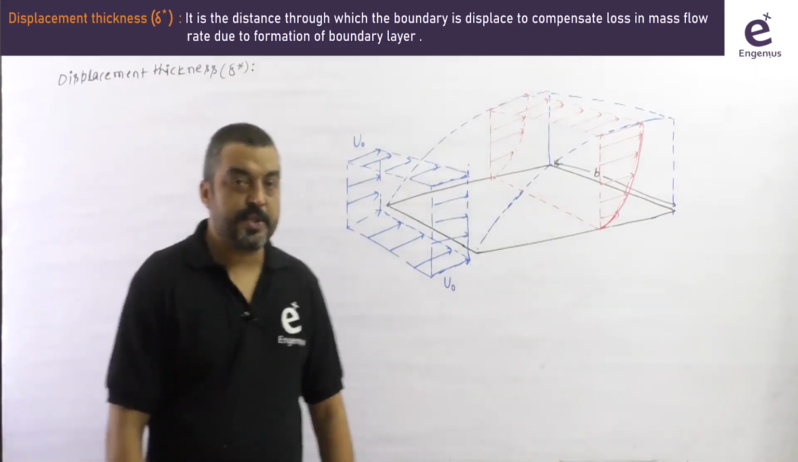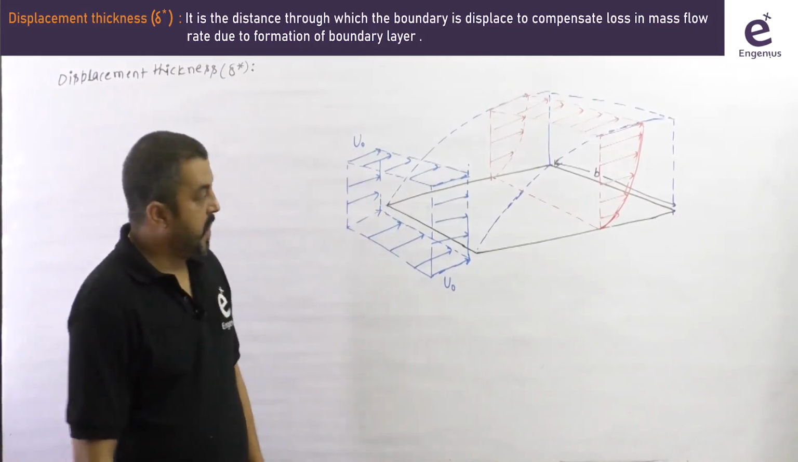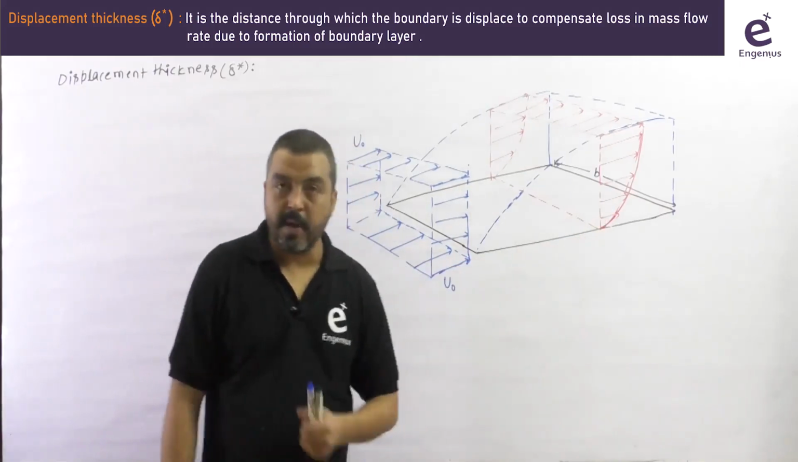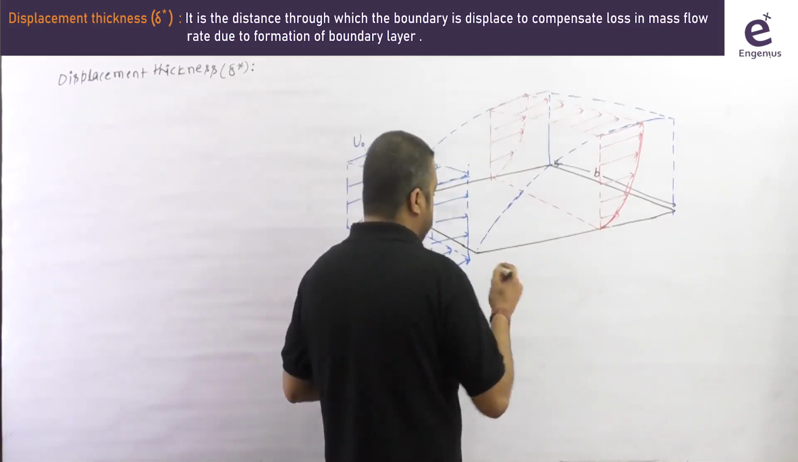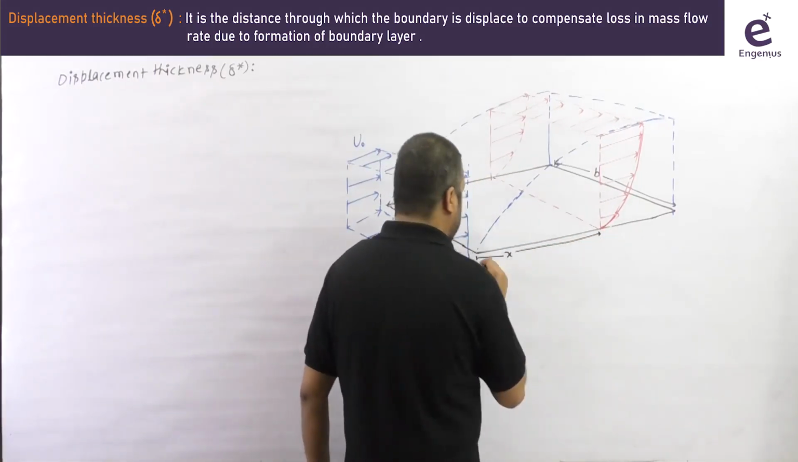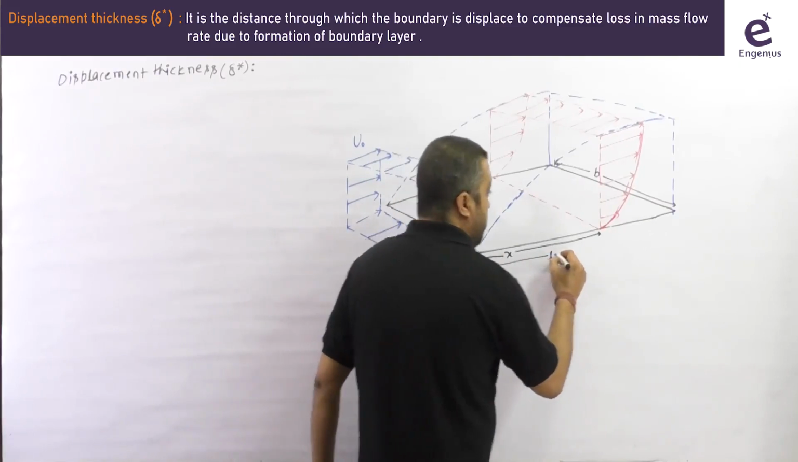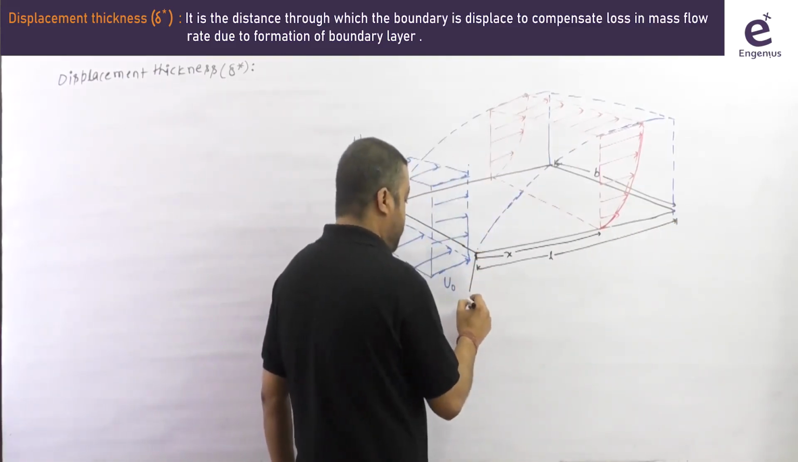Before striking the plate, the velocity is u naught, but after striking the plate there is a formation of boundary layer. Let's suppose at a distance x here from the leading edge, the total length of the plate is L here. Let's suppose this is our leading edge here.